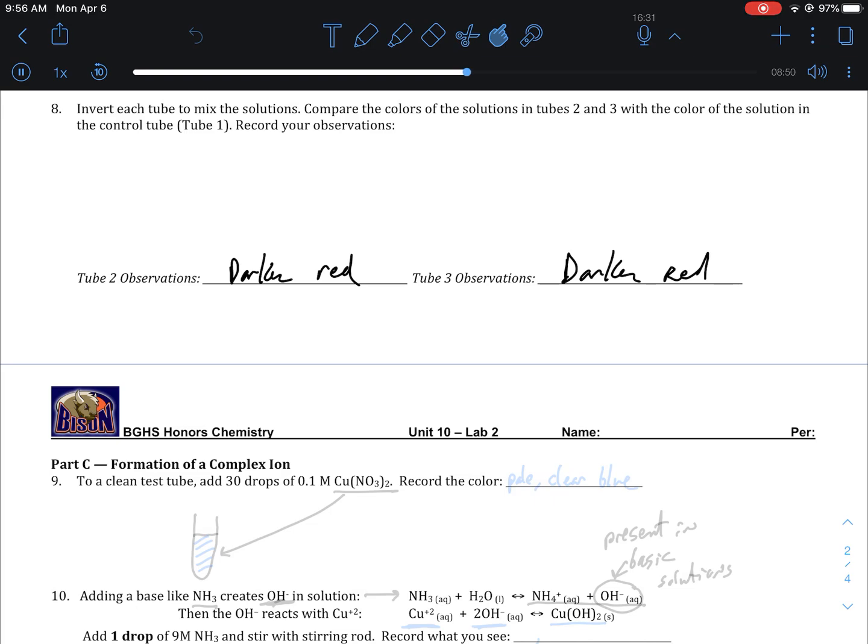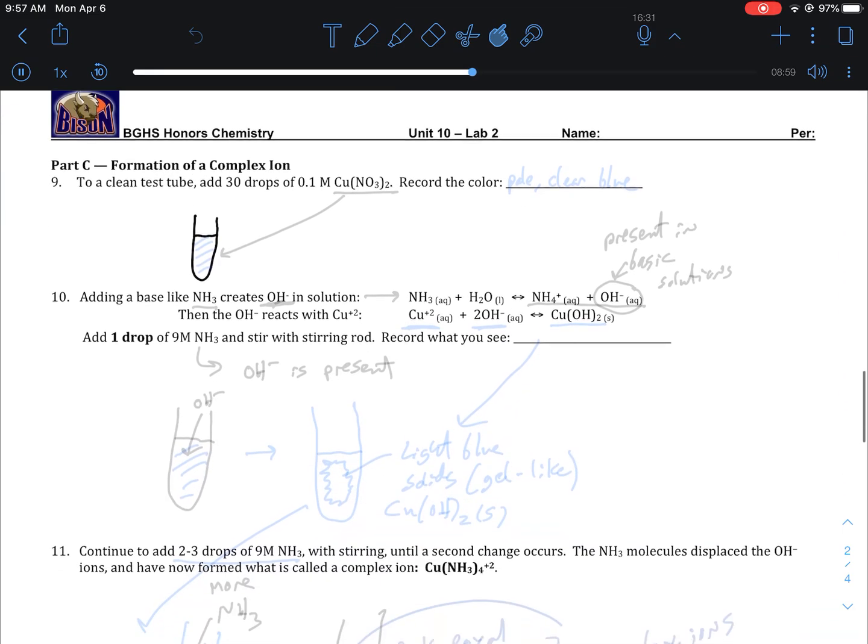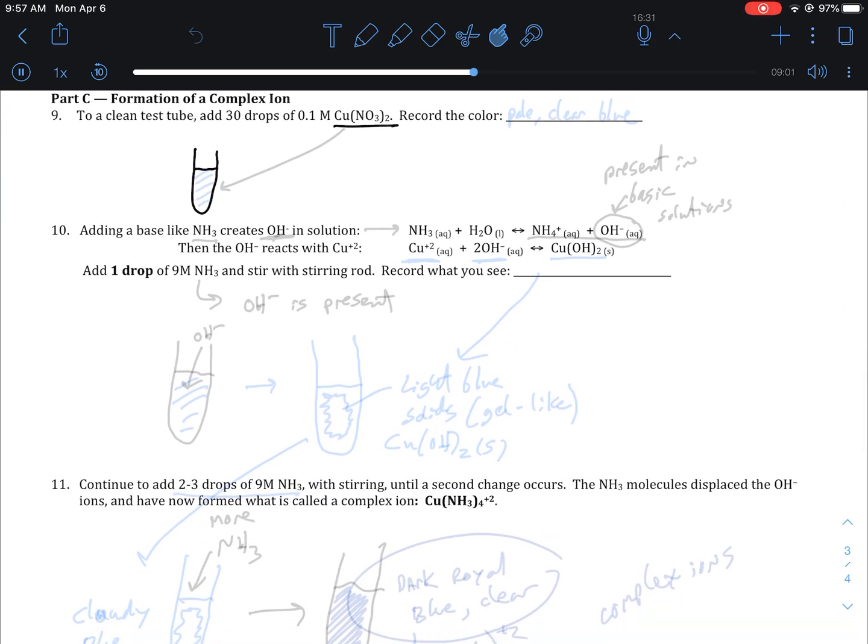All right, part C, forming a complex ion. So here, we are going to start with a copper nitrate solution. And the copper nitrate solution is a pale clear blue.